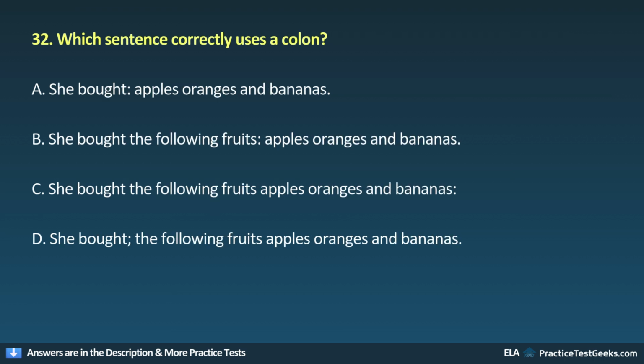32. Which sentence correctly uses a colon? A. She bought apples, oranges, and bananas. B. She bought the following fruits: apples, oranges, and bananas. C. She bought the following fruits: apples, oranges, and bananas. D. She bought the following fruits: apples, oranges, and bananas.